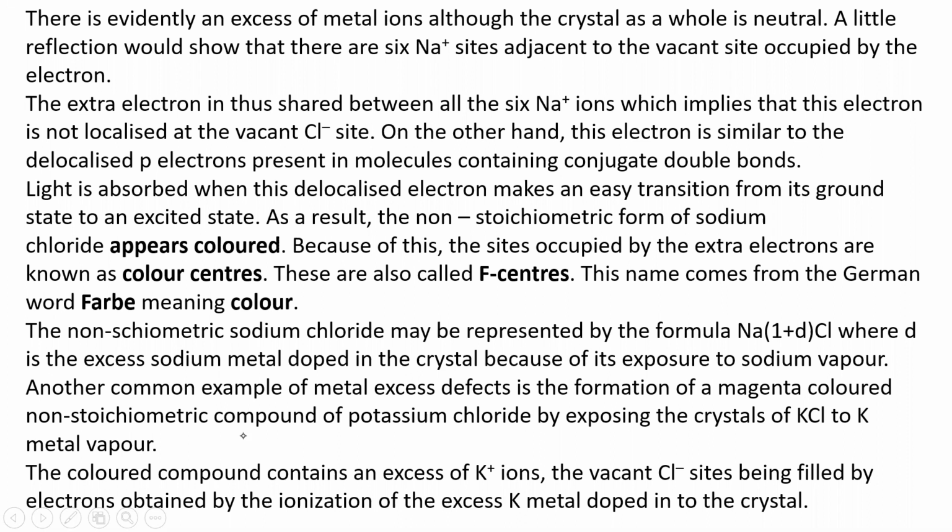So the colored compound contains excess of potassium ions, the vacant Cl minus ion sites being filled by electrons obtained by the ionization of excess of potassium metal doped in the crystal. On the whole, simple it is. So if metals are in excess, automatically to balance the stoichiometry of the solid and maintain electrical neutrality, some electrons have been introduced. These electrons are called F centers, and due to the presence of these unpaired electrons, they impart color to the crystal.